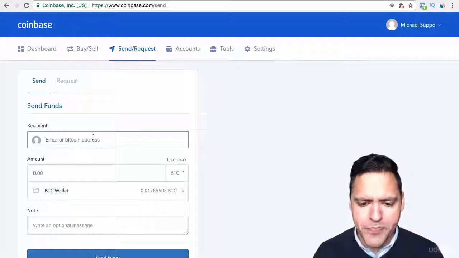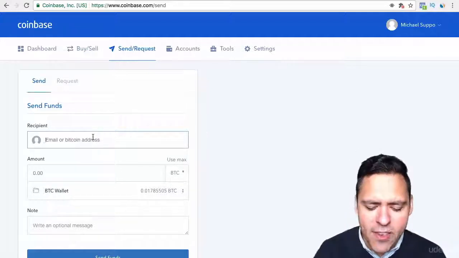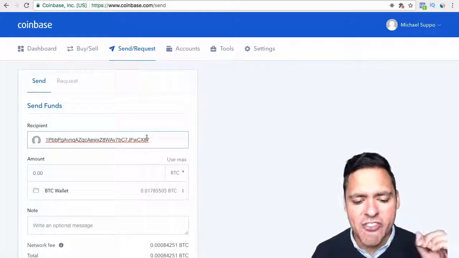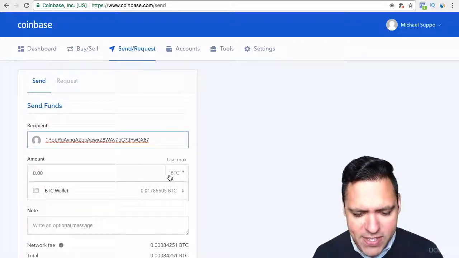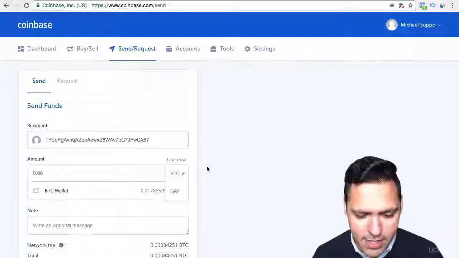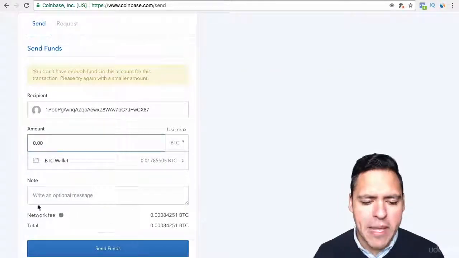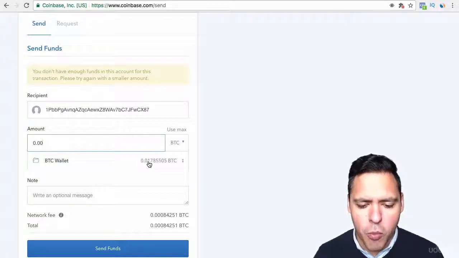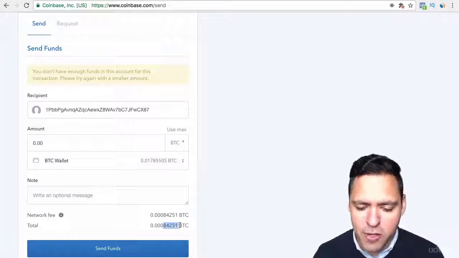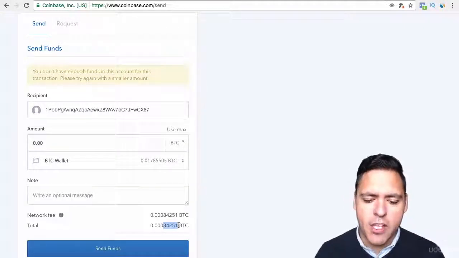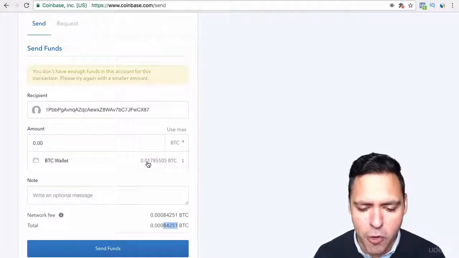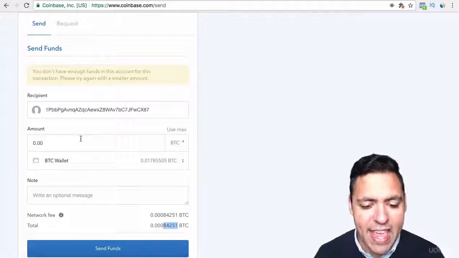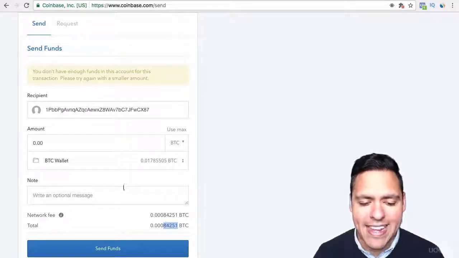Where we copied that address, we paste it in here. This is the recipient. Now I currently have 0.017 Bitcoin. You've got to enter a value. The total is 0.017855505. I did a transaction just so you can see that it won't accept 0.01785 as the amount you'll send, because they have to add a network fee.